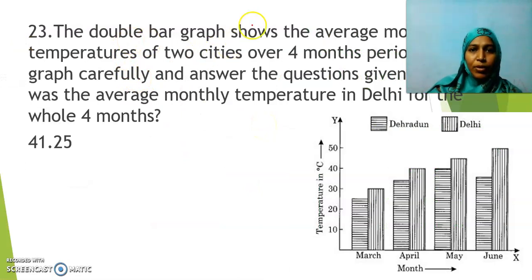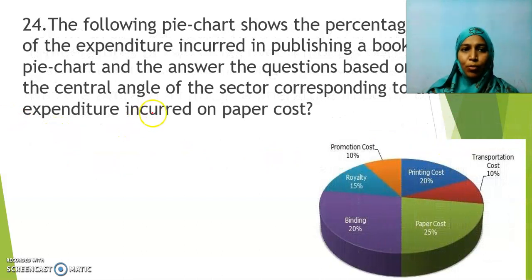The double bar graph shows the average monthly temperature of two cities over a 4 month period. Read the graph carefully and answer the questions given below. What was the average monthly temperature? You have to add up the 4 months' temperatures for Delhi alone, which is represented by the horizontal line. So this 30 you have to add, this 40 you have to add, 45, then 50. You have to add all these 4 and divide by 4 to get the answer as 41.25.